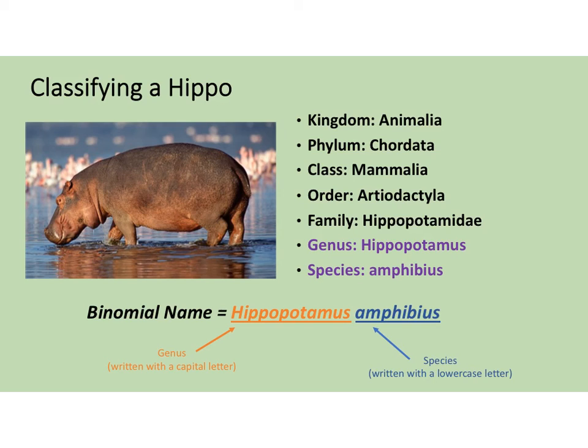And as you can see here, in orange I've written the genus, and it has to have a capital letter. So we always write the genus in the binomial name with a capital letter, and we always write the species in the binomial name with a lowercase letter.